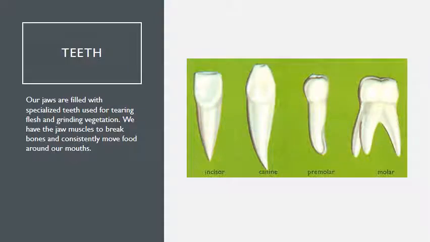Right inside your mouth, in case you never knew, you have teeth. That's what we hope. Your jaws are filled with very, very specialized teeth because you're a mammal. And those teeth are going to be good for tearing flesh, grinding vegetation, whatever you need. We actually do sit at the top of the food chain right now. We can eat just about anything else because we're awesome.